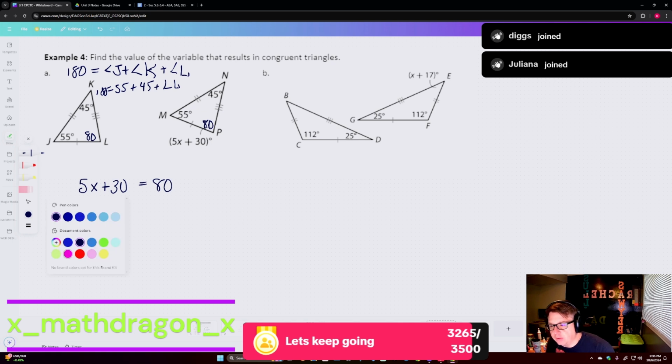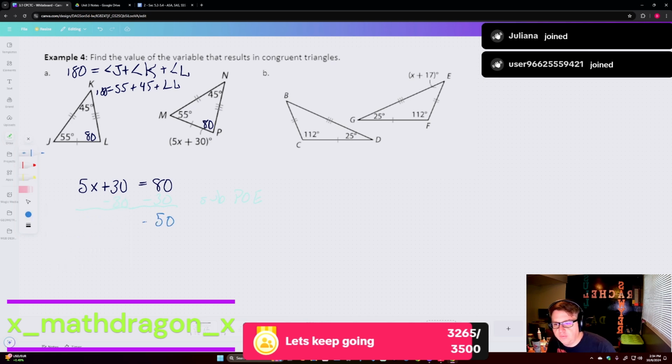And then after we do that, we can subtract 30 from both sides. So subtraction property of equality. This will give us 50. This will give us 5x divided by 5. So we zero out the 30, because we're zeroing out the 30s right here.